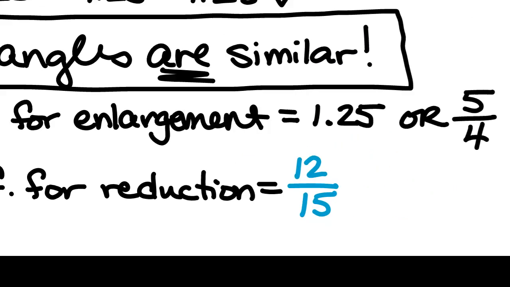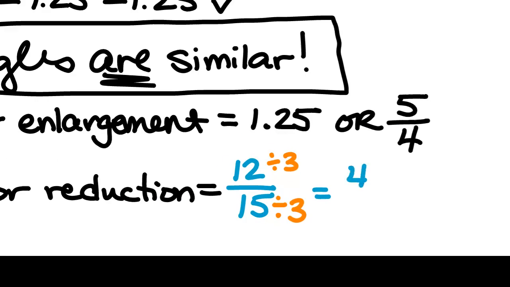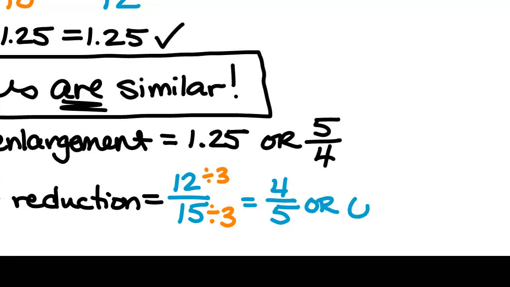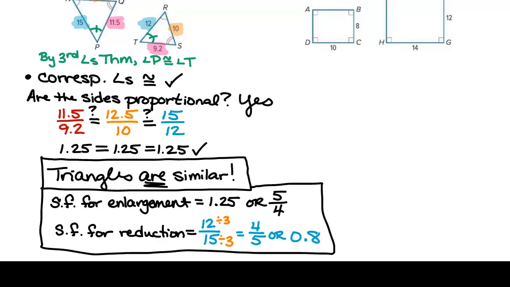Can I reduce that at all? Is there anything that goes into 12 and 15 at the same time? 3 goes into both. So if I divide them both by 3, I would get 4 over 5, or what would that be as a decimal? 0.8. Can you give your answer as a decimal? Can you give your answer as a fraction? Yes. Do you have to give it both ways? No. Pick one. You only have to give it to me one way.